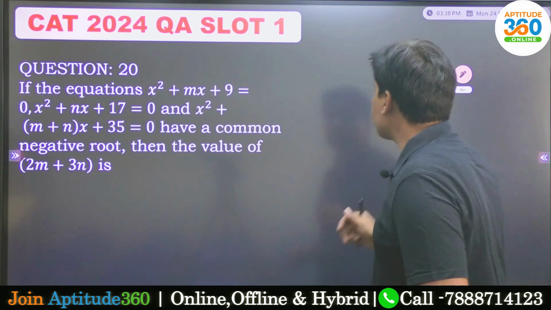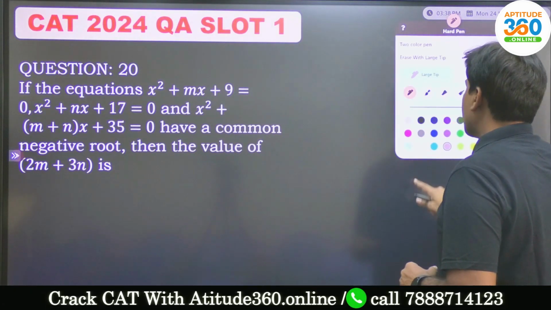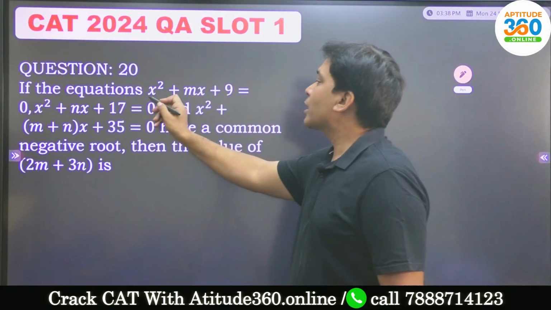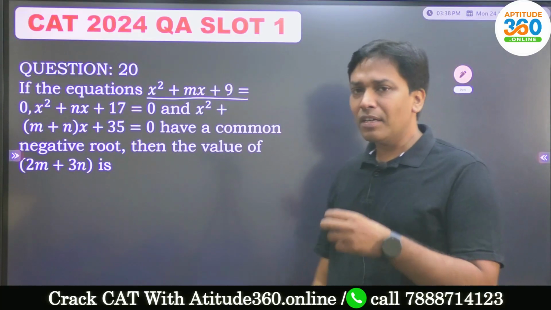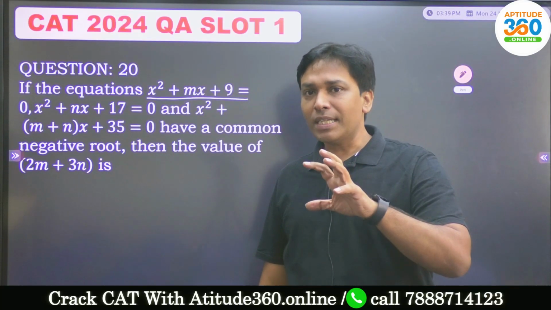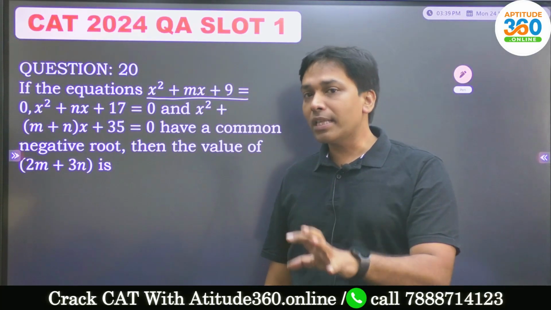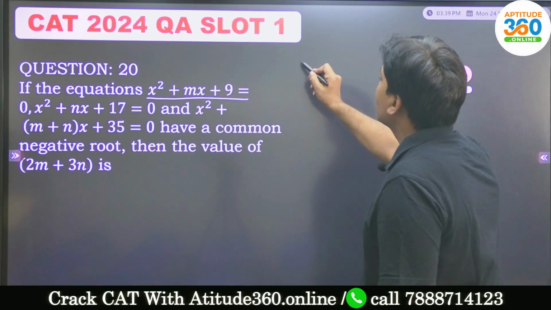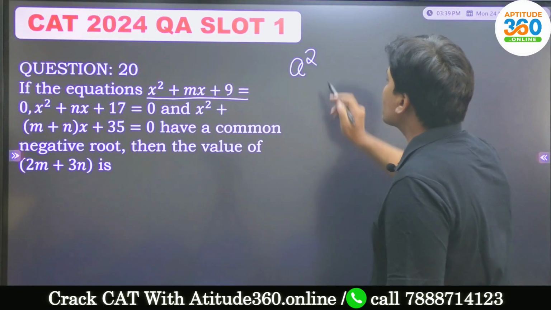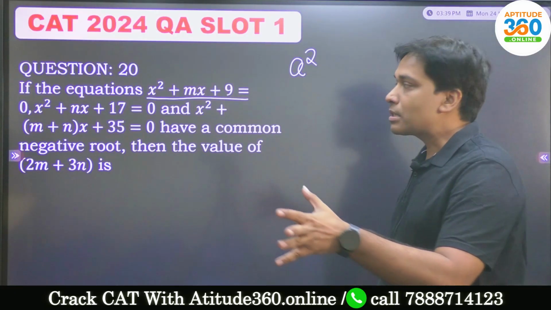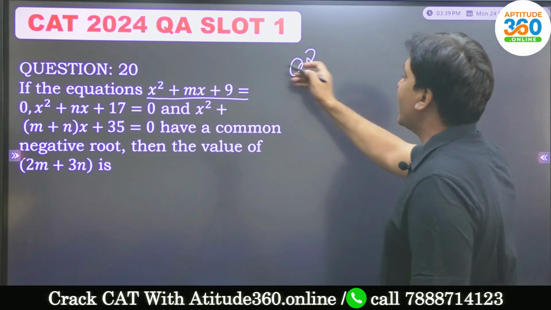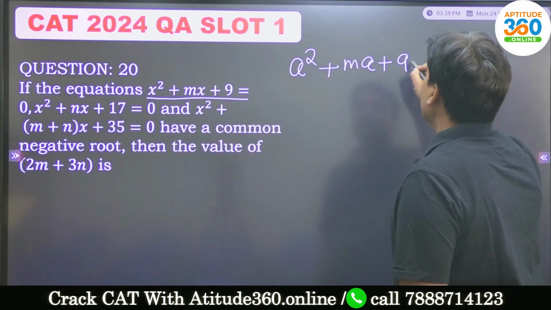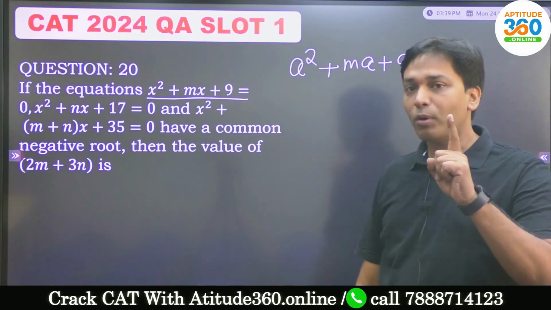It was a theta problem. How should we approach this one? Say I have got two equations. This is my equation number 1. So let us assume that a is the common root in all these three quadratic equations, right? So the very first equation will become what? Since x equals a, it is a square plus m times a plus 9 is equal to 0. That is going to be your equation number 1.